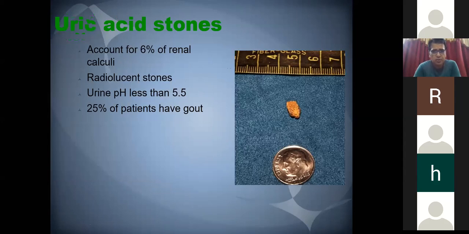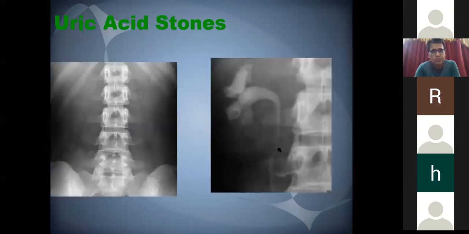The other stone is the uric acid stone. It comprises 6% of all renal stones, and this is also one of the radiolucent stones. When the pH is less than 5.5, it leads to stone formation. Along with that, patients with gout also have high chances of uric acid stones because there is hyperuricemia in those patients. Here is an X-ray of a patient with a uric acid stone, and you cannot see any stone along the ureteric line.